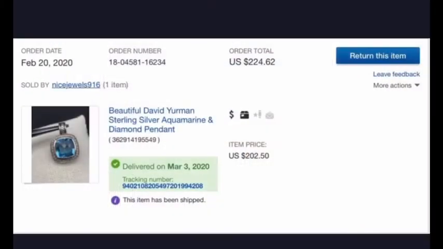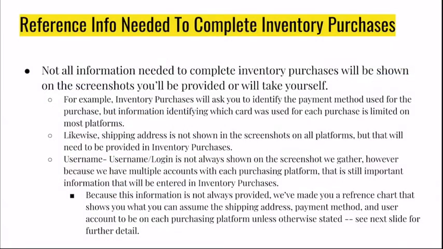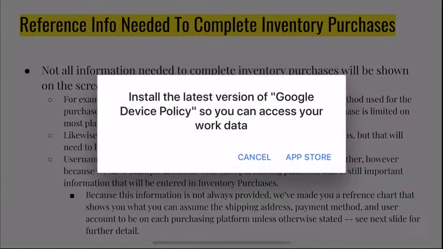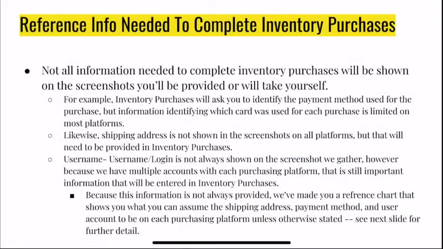Let me find you an eBay screenshot real quick. This is a picture of a proof of purchase screenshot from eBay's platform. You can see here that you have the date it was purchased, you have the order total, you even have the tracking number, but you don't have our payment method or our shipping address in this. And just like this one, some of the proof of purchase screenshots from various platforms won't have the payment method on there. They also sometimes will be lacking the shipping address as well as the username login that is used on the account.